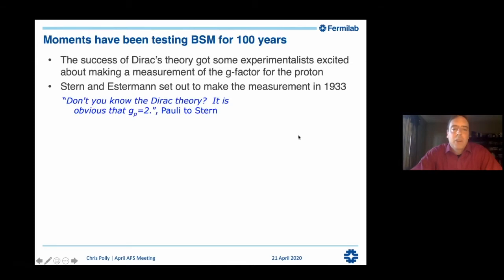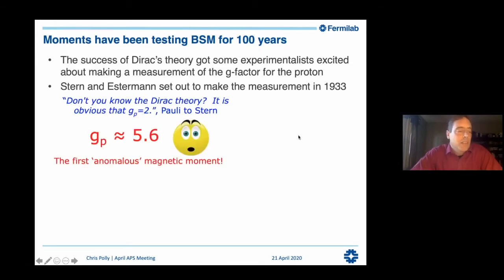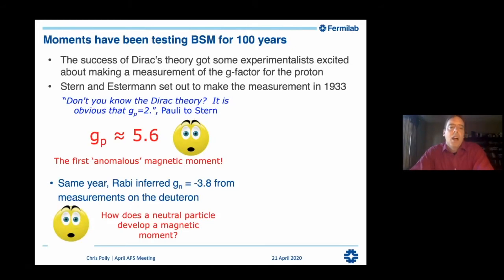Like good experimentalists, they did the experiment anyway, and they were surprised to find G sub p was equal to 5.6. So in some sense, you can think of this as the first anomalous magnetic moment. Of course, that same year, once you know G sub p, you can then infer for the deuteron what the Landé G factor should be for the neutron, and it turns out to be a negative 3.8.